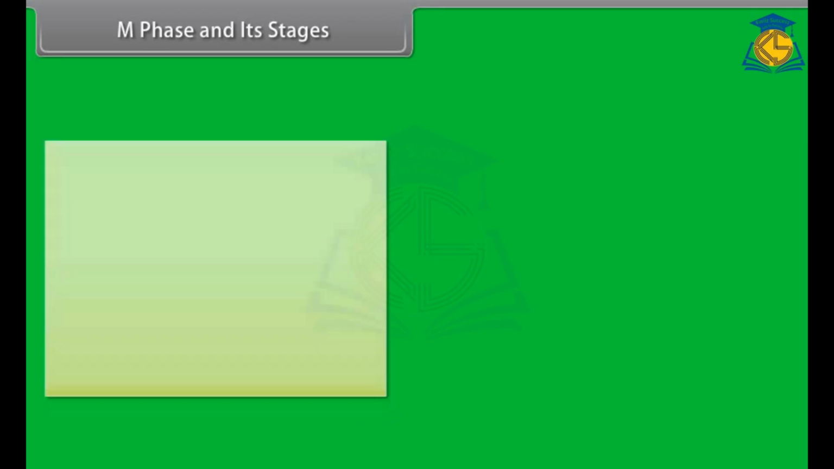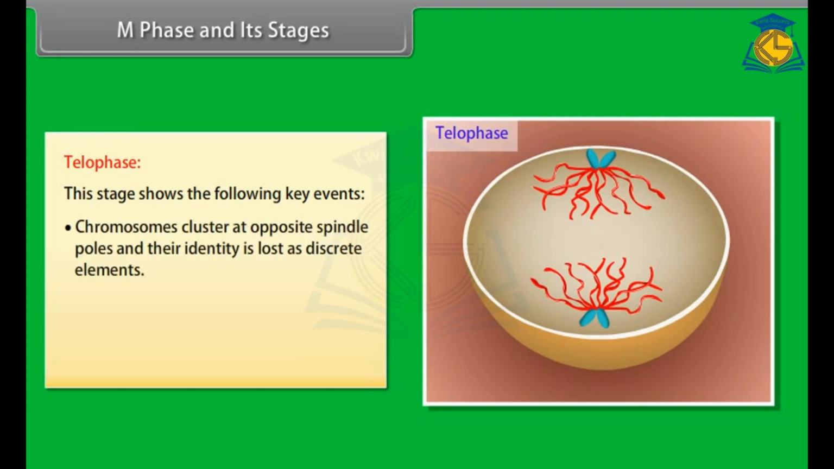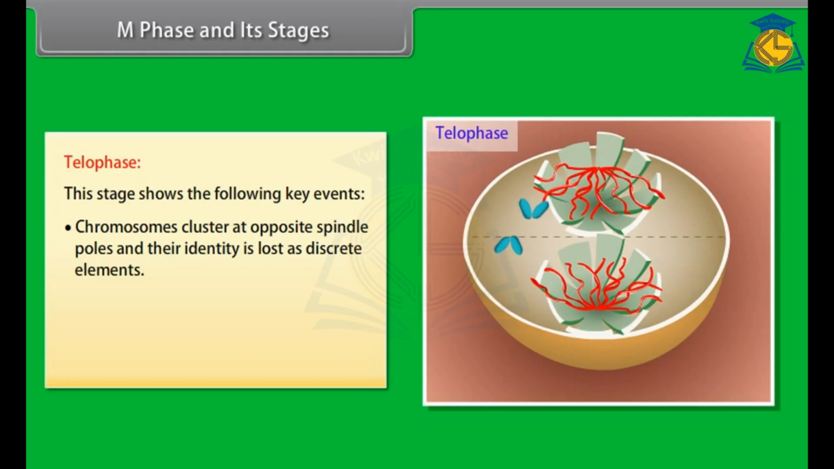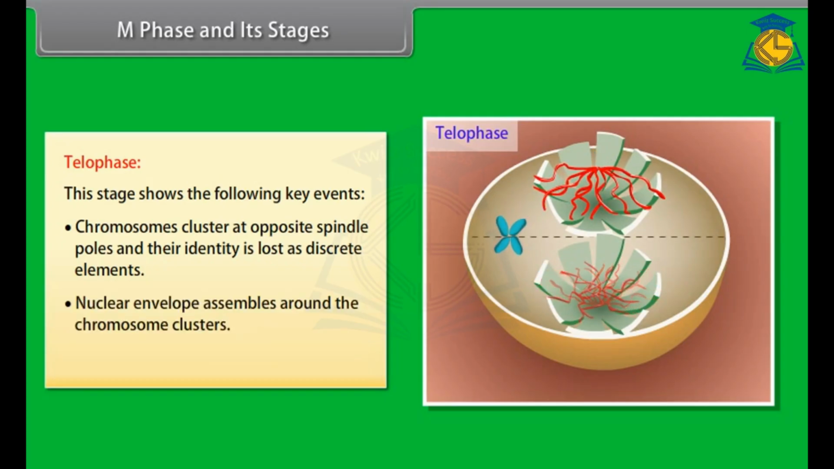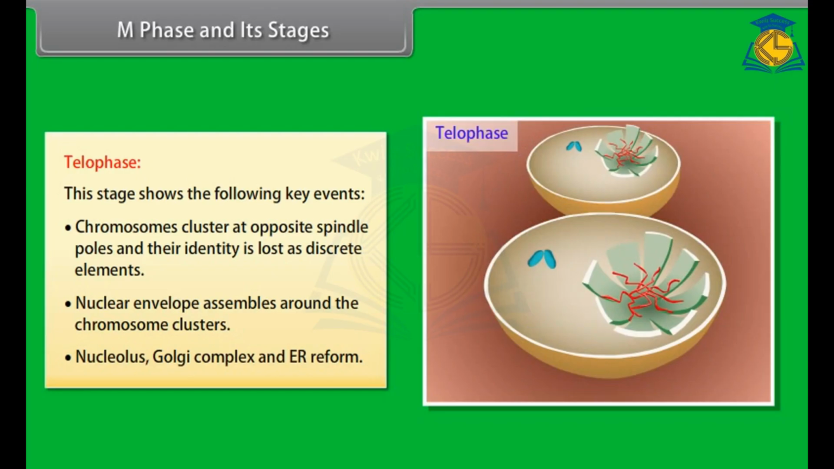Next stage is telophase. It shows the following key events. Chromosomes cluster at opposite spindle poles and their identity is lost as discrete elements. Nuclear envelope assembles around the chromosome clusters. Nucleolus, Golgi complex and ER reform.